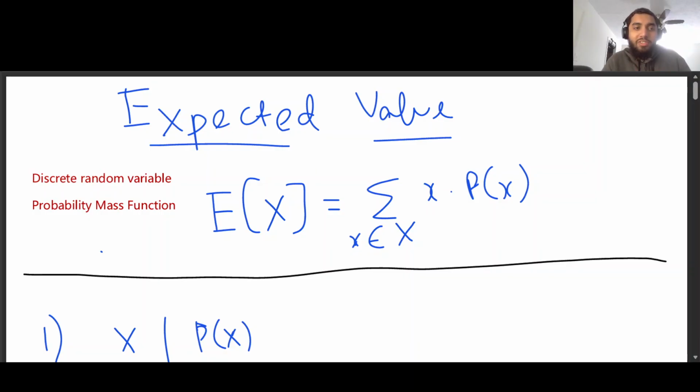To start off, if x is a discrete random variable, then it would have a corresponding probability mass function. In that case, the formula of expected value would be something like this: summation over all the x values of x times its corresponding probability. Let's look at an example.